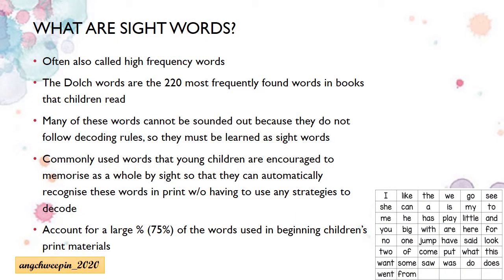They are often also called high-frequency words. Sight word list was developed by Edward Dolch in 1936. The Dolch words are the 220 most frequently found words in books that children read. Many of these words cannot be sounded out because they do not follow decoding rules, so they must be learned as sight words. Sight words are commonly used words that young children are encouraged to memorize as a whole by sight, so that they can automatically recognize these words in print without having to use any strategies to decode. These words account for a large percentage of the words used in beginning children's print materials. It is about 75% of the whole words.